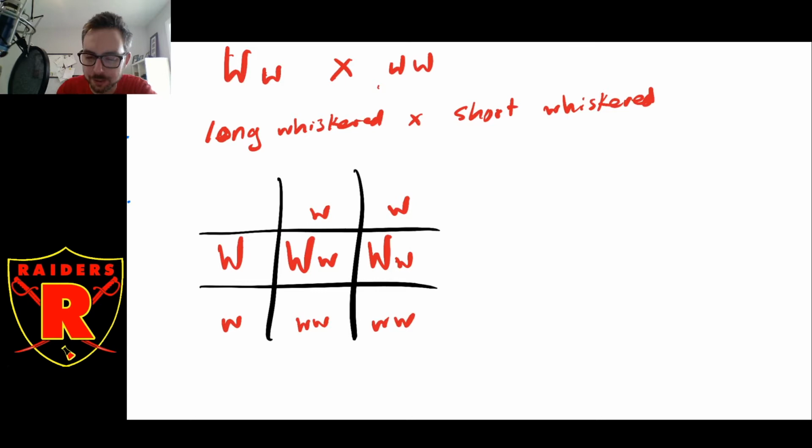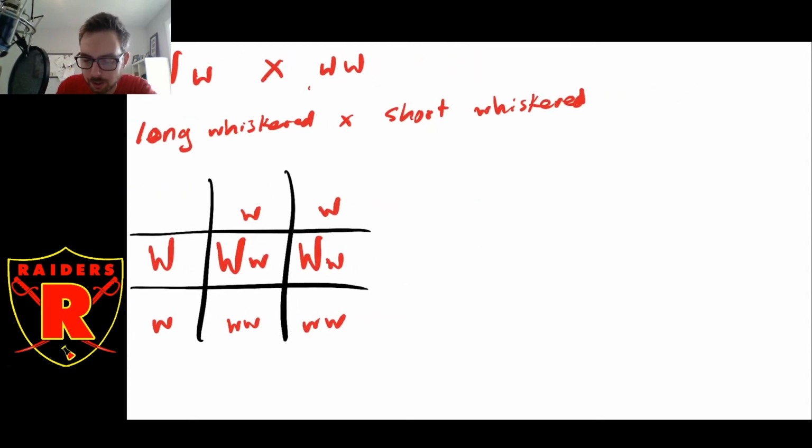The next part now is to do an analysis of the Punnett square. So we're going to show our genotypic ratios. Sorry, I'm still working on the writing with this pencil.